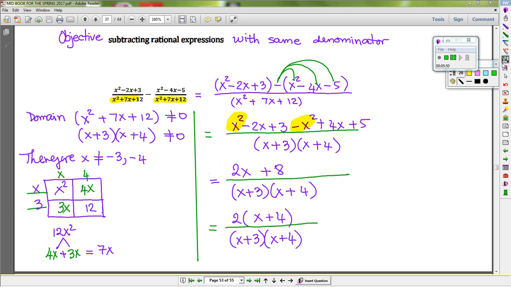Now we are going to divide out the common factor. So x plus 4 from the numerator and x plus 4 from the denominator are gone. Therefore our final answer is just 2 over x plus 3, where x cannot be equal to negative 3 or negative 4.